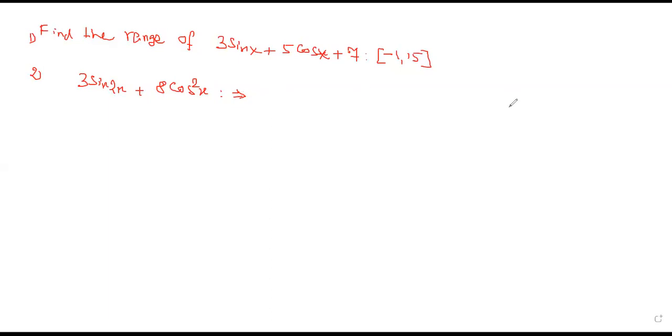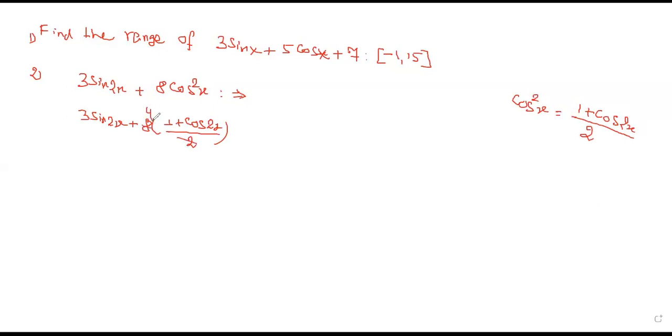I think in the last class we have discussed the formula of cos square x. It was 1 plus cos 2x by 2. Okay, so we will put here 3 sin 2x plus 8 of 1 plus cos 2x by 2.